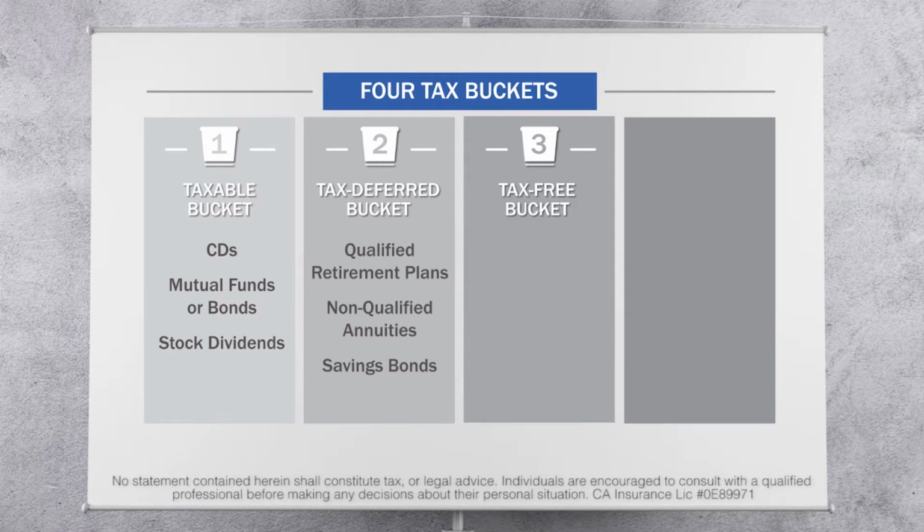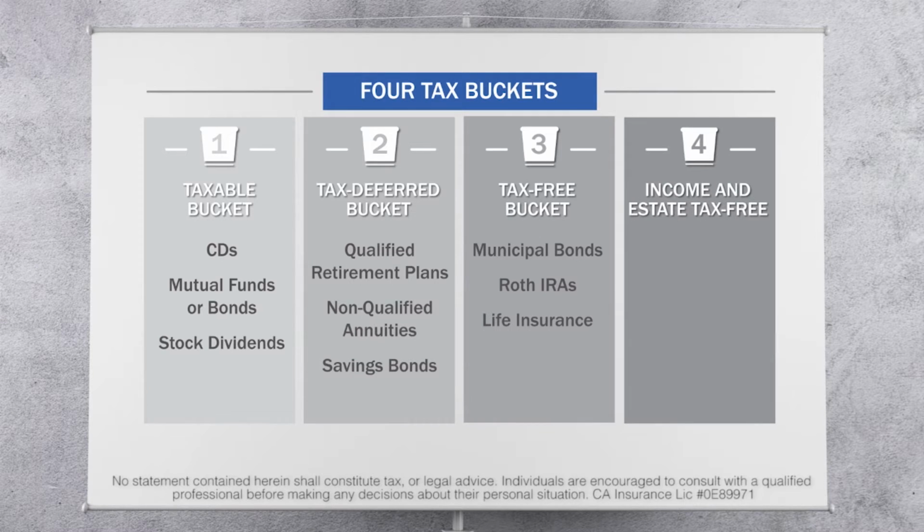The third bucket is your tax-free bucket. There are 3 financial vehicles that are currently tax-free: municipal bonds, Roth IRAs, and properly structured life insurance. Notice I said properly structured life insurance. Nothing else is tax-free. In fact, municipal bonds are not always tax-free, but for the most part they are. Finally, the fourth bucket is income and estate tax-free, and that's generally where you'll get into charitable trusts and other similar arrangements.